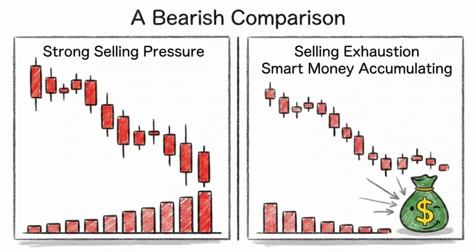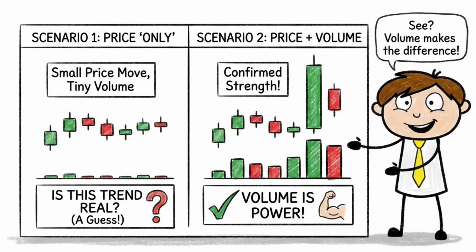The same logic applies in reverse. If the market is dropping and volume keeps increasing, sellers are aggressive. There's conviction behind the move. But if price keeps falling while volume fades out, selling pressure is drying up. And that's often when smart money quietly steps in to accumulate positions right before the market turns. This is why price alone will always leave you guessing. Volume tells you whether the move actually has strength behind it or if it's just an illusion.